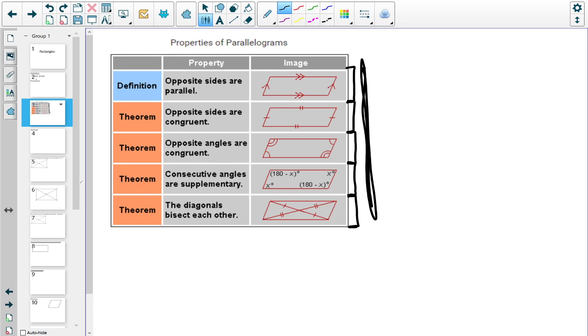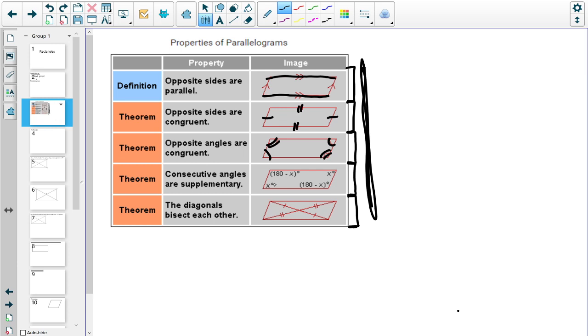Opposite sides are parallel. That means, as you can see in this little picture here, that this side is parallel to this side, and this side is parallel to this side. Opposite sides are congruent. We can see that this side is congruent to this side, and this top one is congruent to this bottom one. Opposite angles, this angle is congruent to this angle. This angle is congruent to this angle.